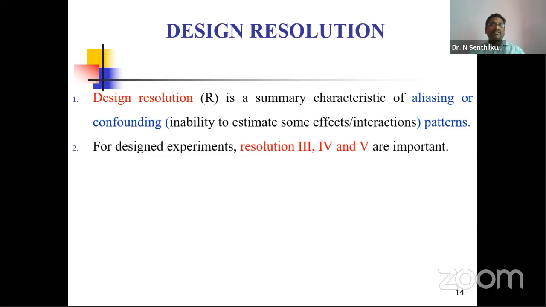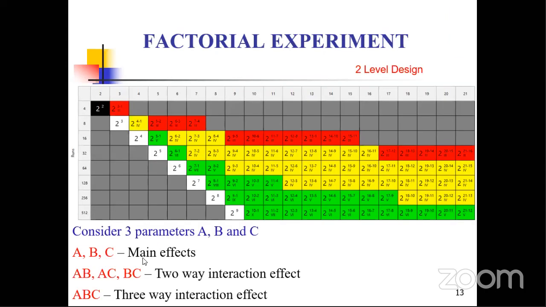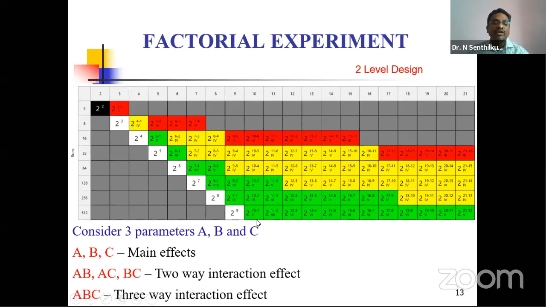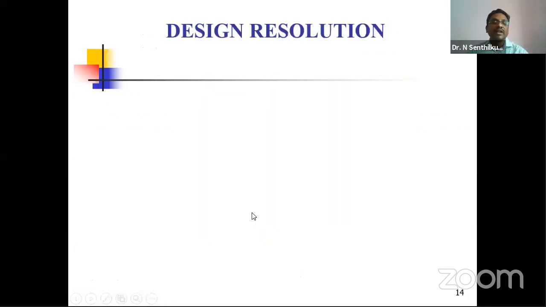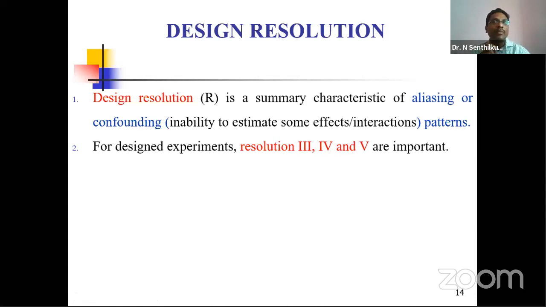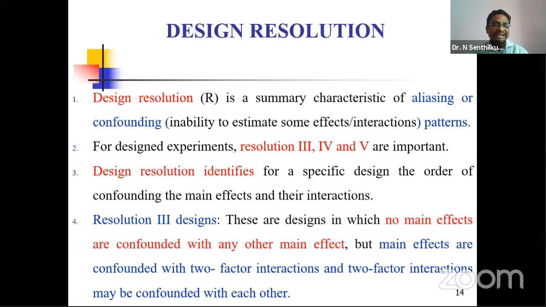For designed experiments, even though we have design resolutions up to 10, as you can see here, only 3 resolutions are very, very important: resolution 3, resolution 4, and resolution 5. So what does resolution 3 mean? In resolution 3 designs, we are going to consider only the main effects because there is no confounding among them. But when comparing these main effects with the 2-factor interactions, then we have the confounding.